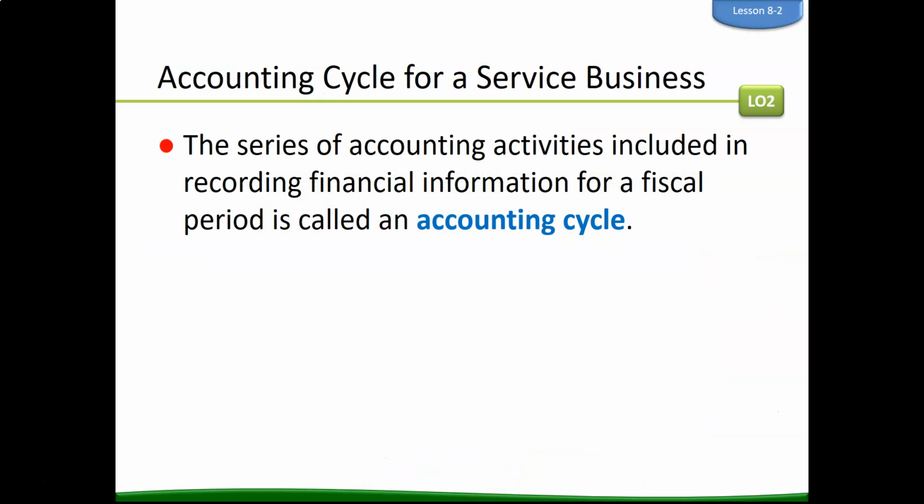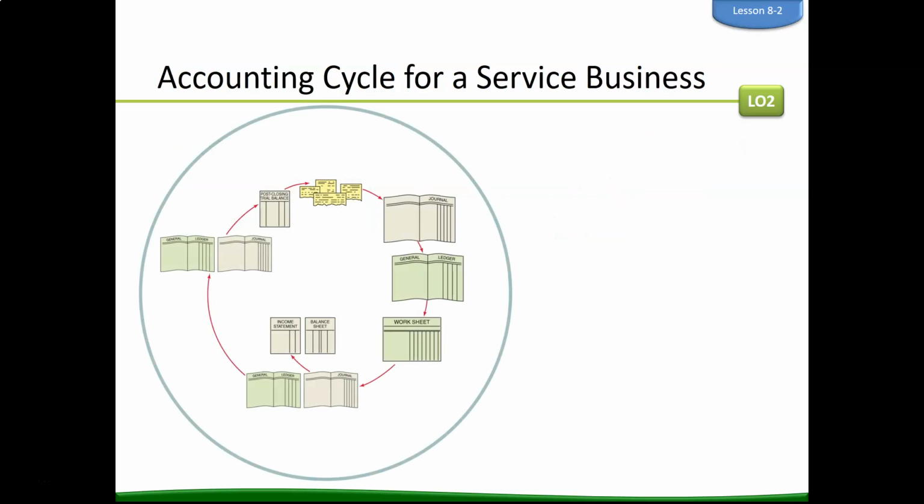Okay, so this slide goes over the accounting cycle for a service business, and there are 8 steps in the accounting activities in this cycle. So we're recording financial information for a fiscal period. In our cases, our fiscal period is always 1 month, and this is called the accounting cycle. You can see it on this next slide, or if you look on page 228 in your textbook, you can see it there as well. So I'm going to walk you through these steps.